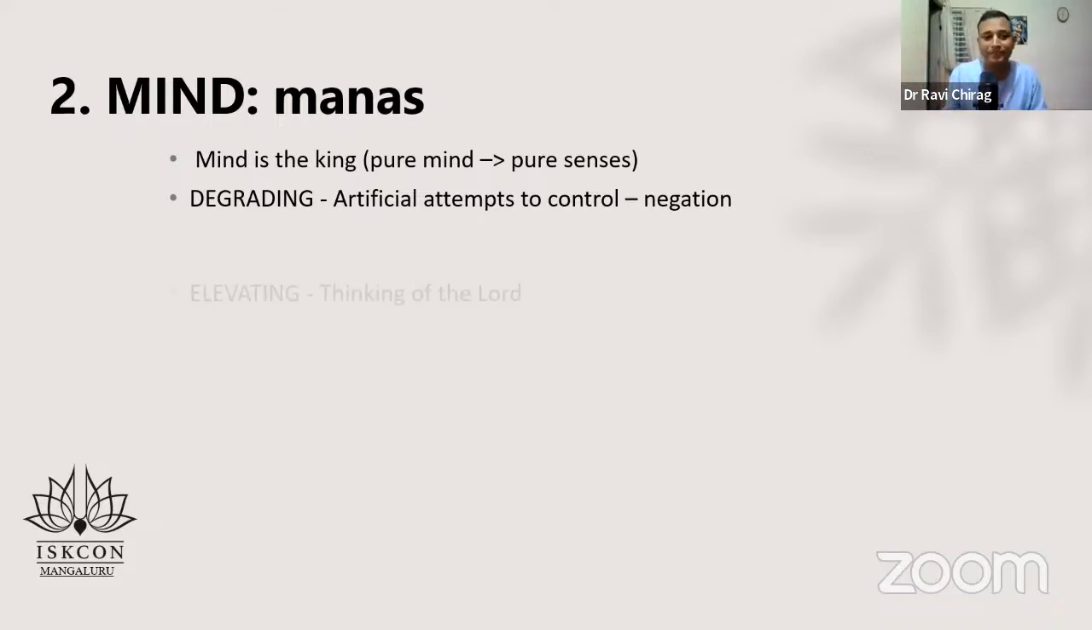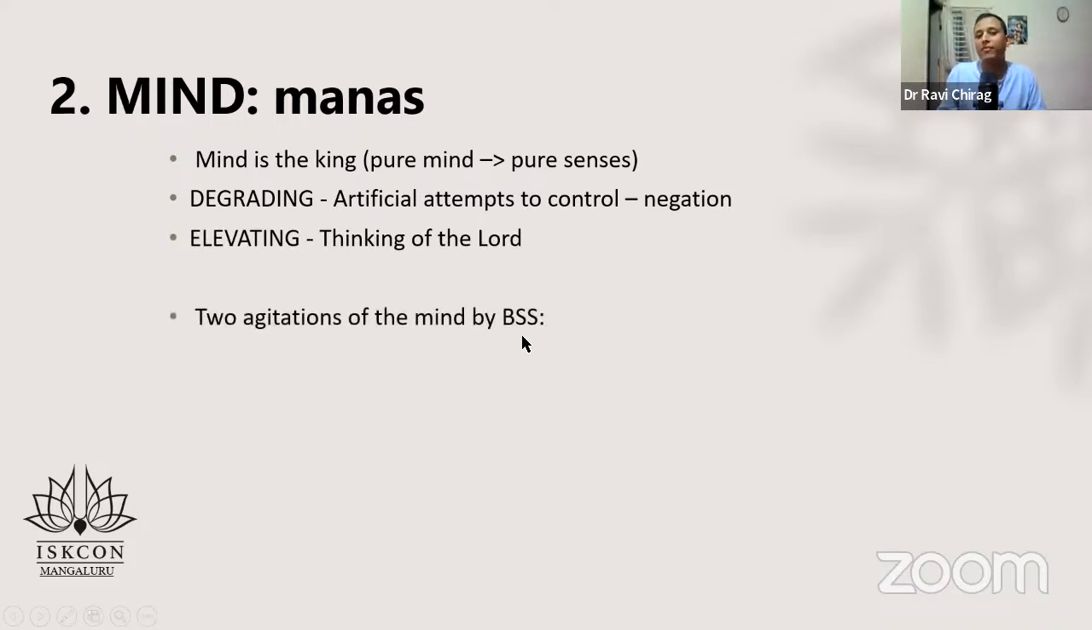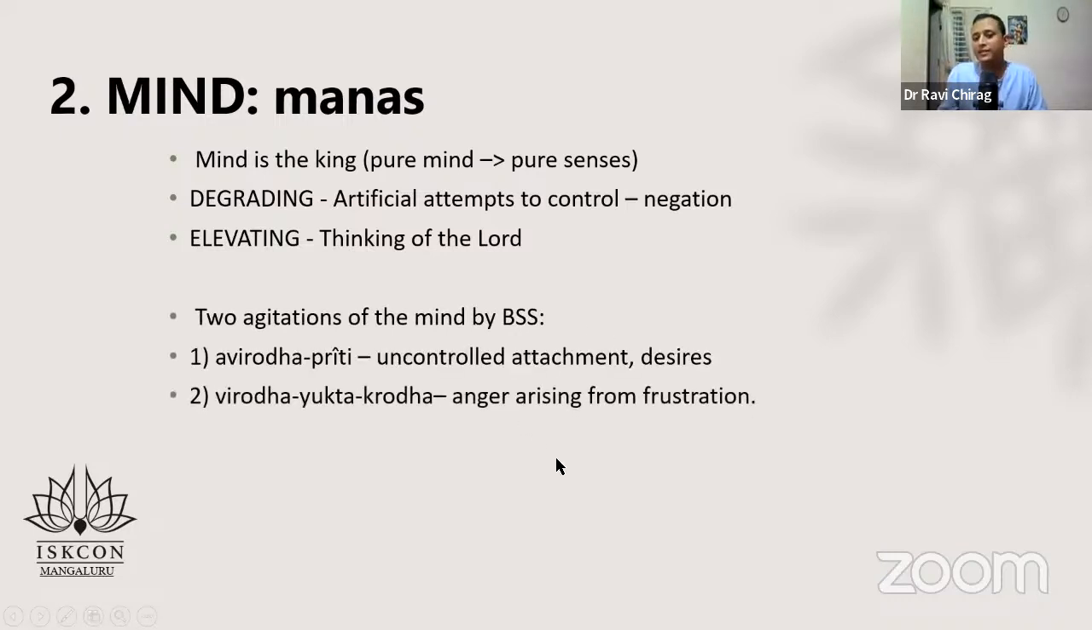Okay. So like that. Elevating is thinking about the Lord. Keep the Lord in your mind. Okay. Two agitations of the mind by Bhakti Siddhanta Saraswati Thakur. So the mind is also like a Vega, and it can degrade, it can elevate. If it is engaging you in Krishna service, that is elevating. If it is keeping you away from Krishna service, that is degrading. Okay. The key is Krishna. If Krishna is there, the mind is controlled. If Krishna is not there, Maya is the controller.